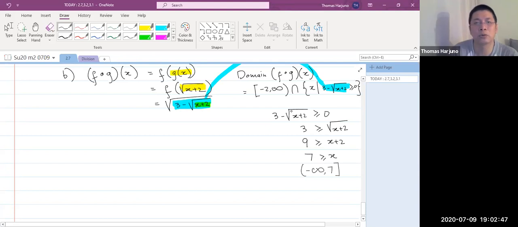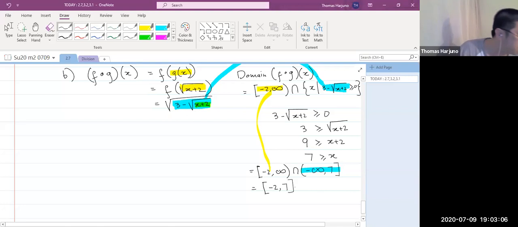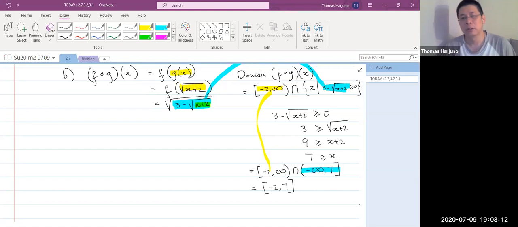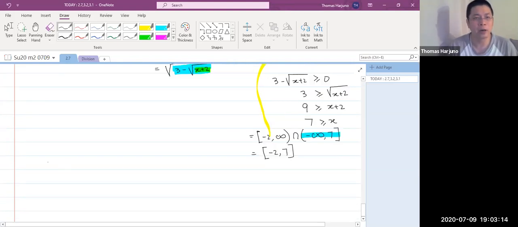Now put these two together. This gives us the domain from negative 2 to 7. Now, I would like you to try part C. How about find out g compose f of x, find that, and its domain.